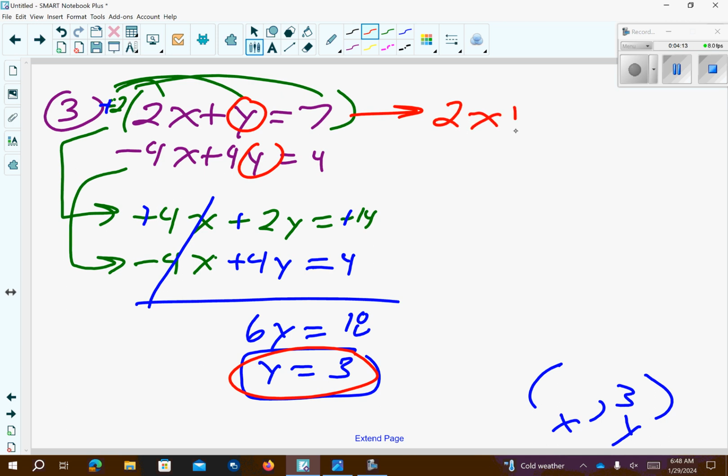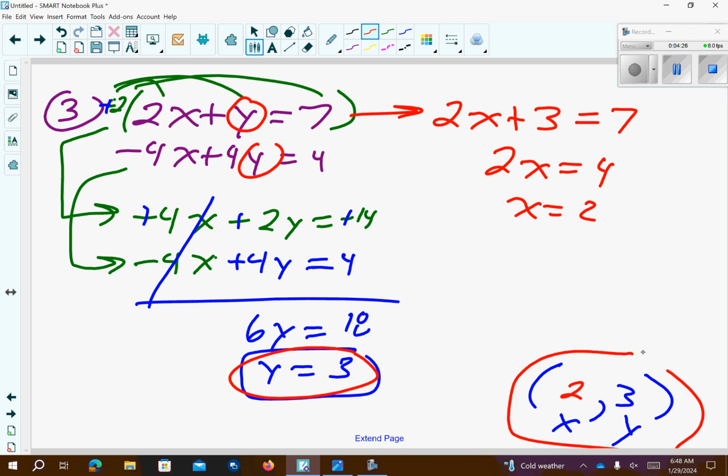I have negative 2x plus, I'm going to put 3 in. That's where y used to be, but now it's going to be a 3. Subtract 3 from both sides. Divide by 2. So there's my answer, 2 comma 3.